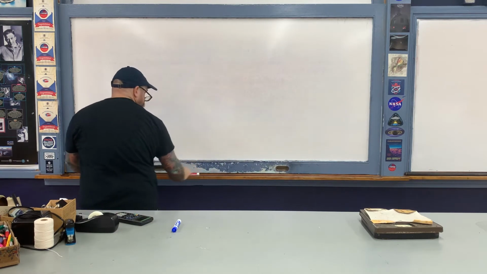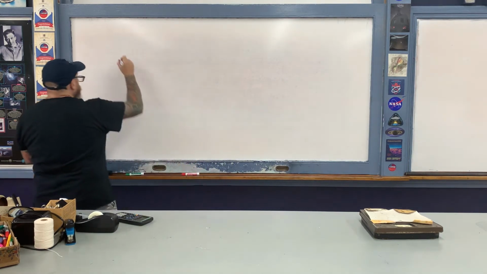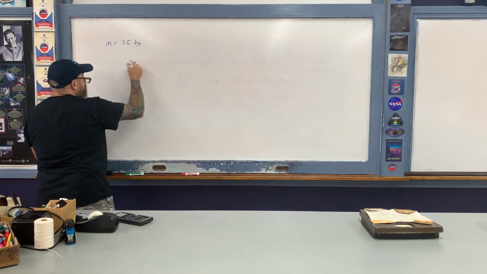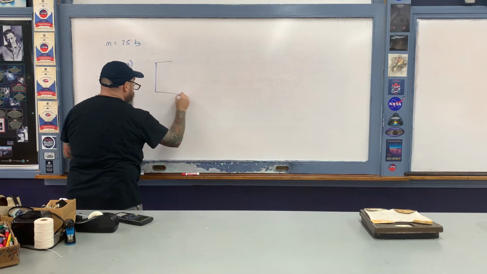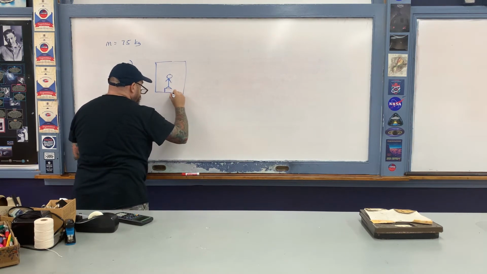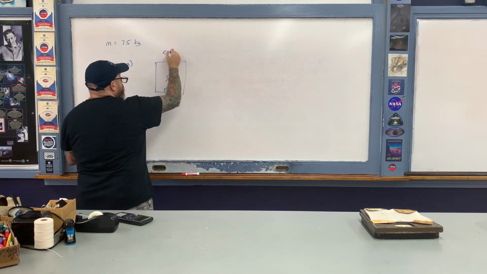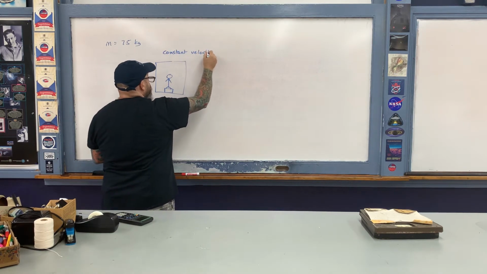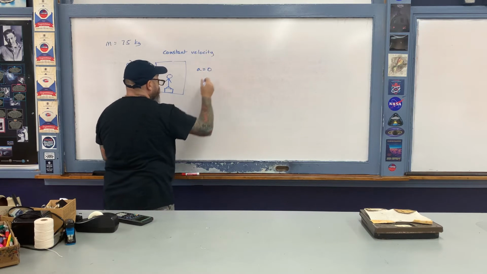Okay, so let's note first of all that the mass of the person is 75 kilograms. And then we have part A of the problem. So here's a simple diagram. Here's our little person like so, standing on the bathroom scale, and the elevator in part A is moving at constant velocity. What this means is that the acceleration is equal to 0.